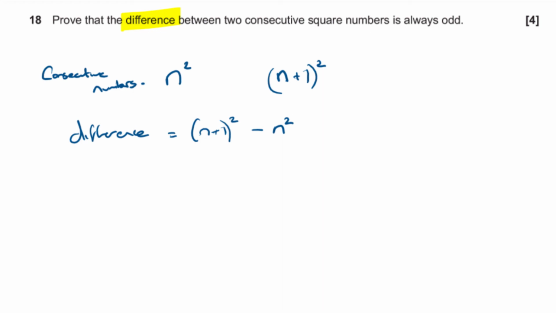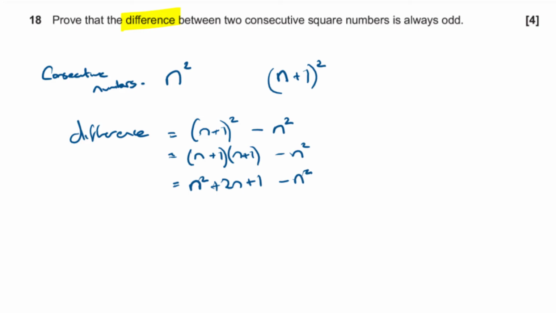Okay. Now let's have a look at that bracket. If I square something, I'm timesing it by itself, aren't I? So that's n plus 1, n plus 1. And then doing FOIL on that bracket, n times n, n squared. 1 times n is n, and another 1 times n is n, making 2n, and 1 times 1 is 1. Okay, so that gives me n squared plus 2n plus 1.